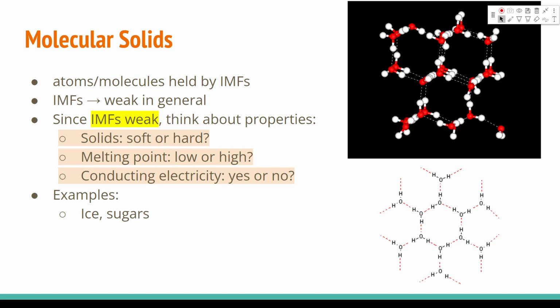So solids are going to be soft because IMFs are weak. If they were strong, then it would be harder, but they're not. Our melting point's going to be low because our IMFs are weak. These are the things that are quote-unquote breaking. We're breaking the IMFs, so those interactions are broken, and that's how you melt and boil them. And then they don't conduct electricity because electrons are not free-flowing easily to transport them. They're only partially charged, so the electrons are not going to easily transport. Examples of molecular solids: ice, sugars, dry ice, which is just CO2 in solid form.